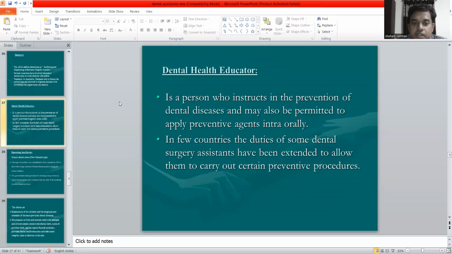A dental health educator is a person who instructs in the prevention of dental disease and may also be permitted to apply preventive agents intraorally. In a few countries, the duties of some dental surgery assistants have been extended to allow them to carry out certain preventive procedures.